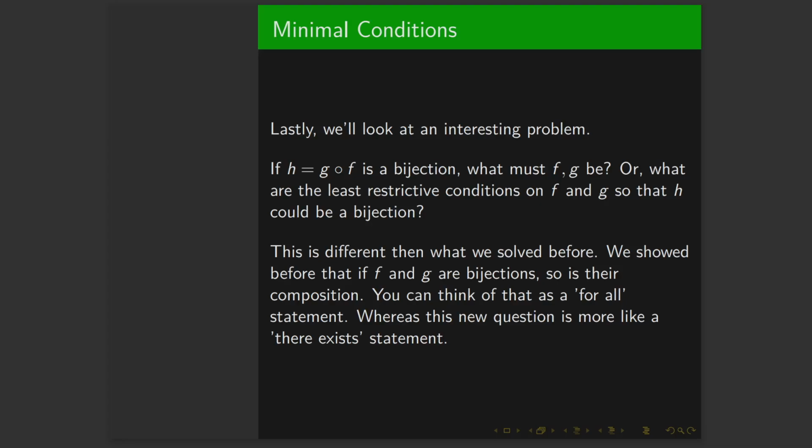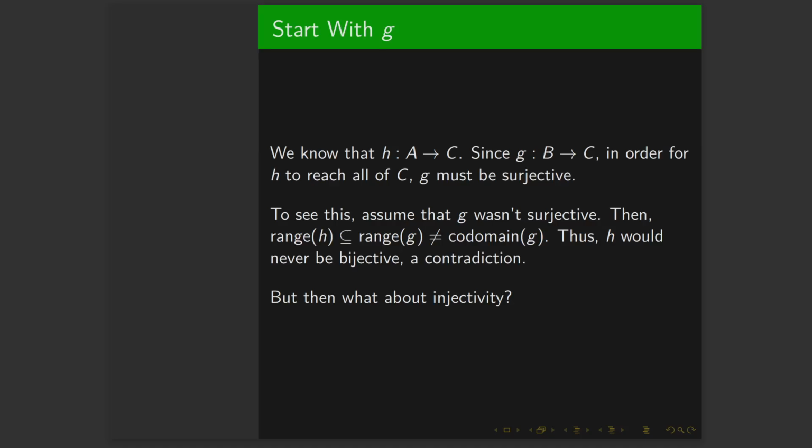If we know that H is a bijection, what conditions do we need to have on G and F so that H can be a bijection? So let's actually start with G. We know that H goes from A to C, but we also know that G goes from B to C. So in order for H to reach all of C, we must have that G must be surjective.